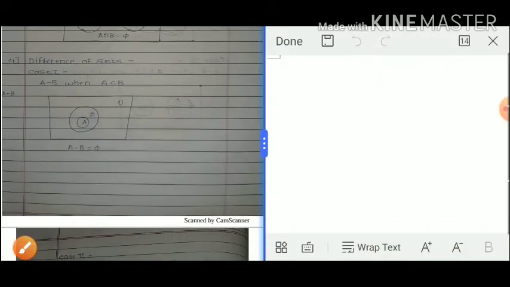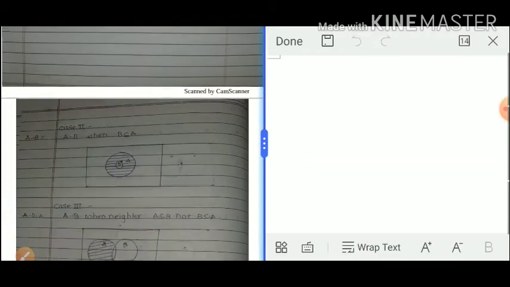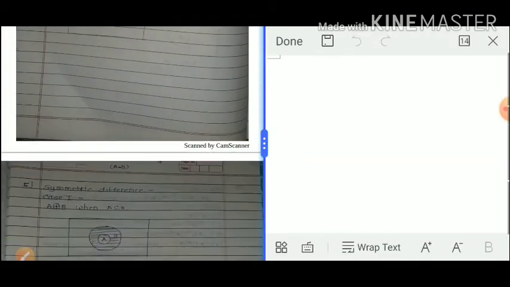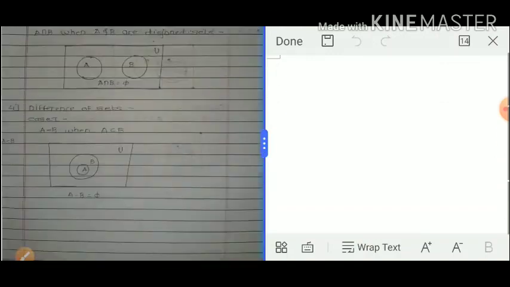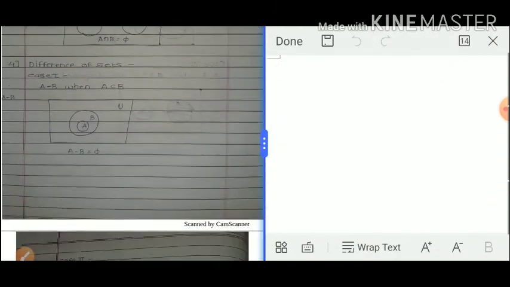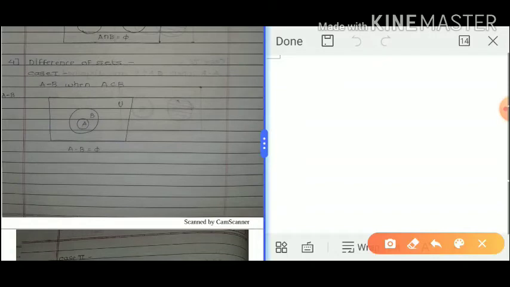Next, the fourth operation is the difference of sets. Here also there are four cases. We are going to study the first case. Case first: A minus B when A is a subset of B.